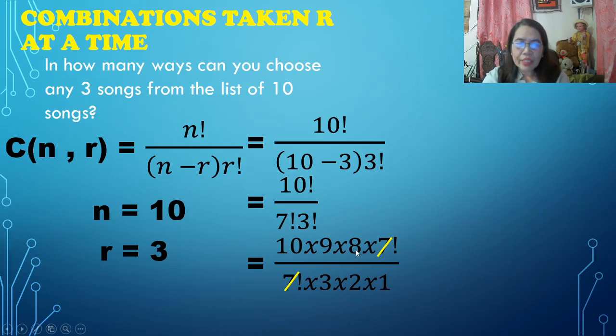Pwede natin cancel ang 8 at saka 2. So, 8 divided by 2 is 4. So, we can cancel 9 and 3. 9 divided by 3 is 3. Diba? Konti natin. So, ang natira lang ay 10 times 3 times 4, which is 120.